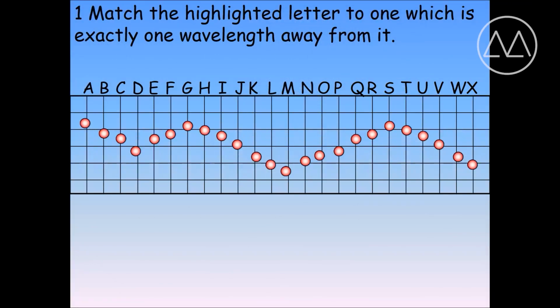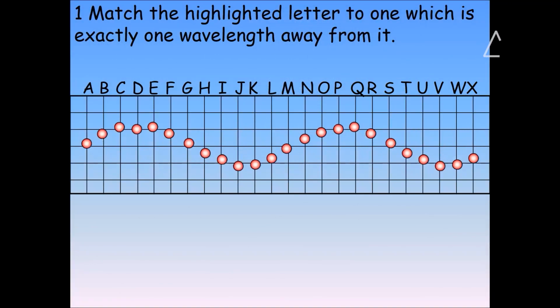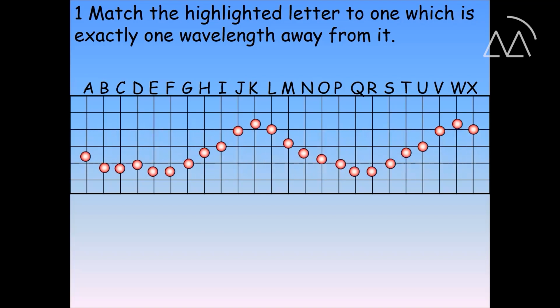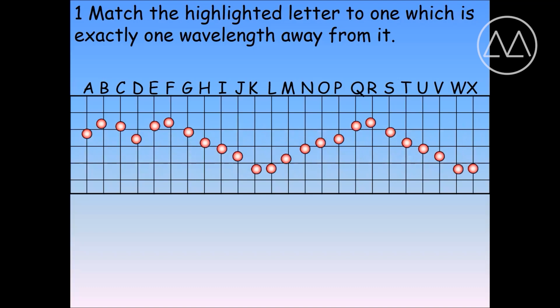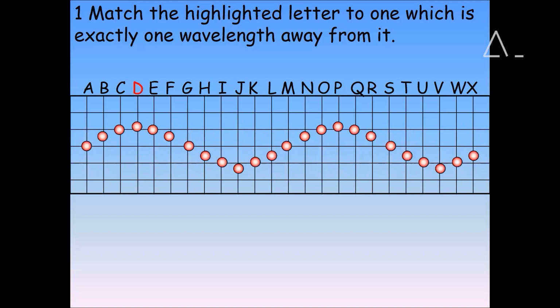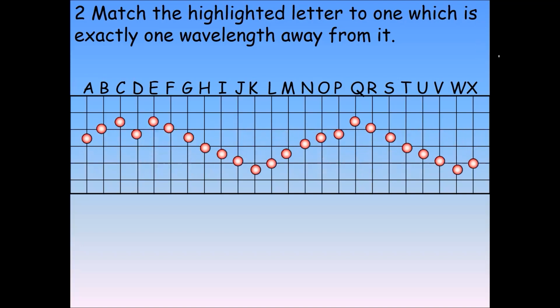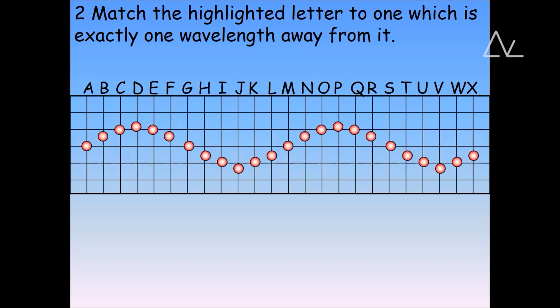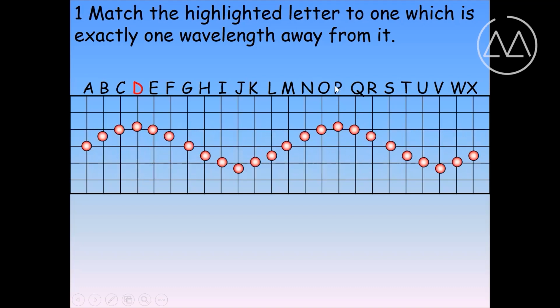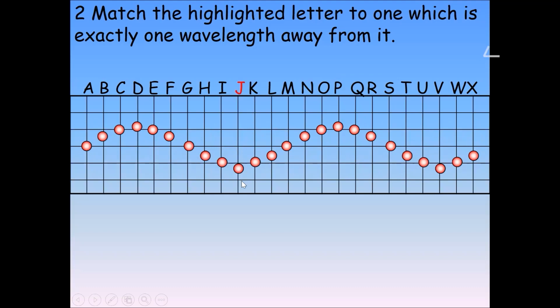Look at this figure and try to match the highlighted letter to one which is exactly one wavelength away from it. Suppose we have D. Which letter here is matching? Look, it's P. Which letter matches J? It's V. Which letter matches B to make one complete wavelength? It's N.